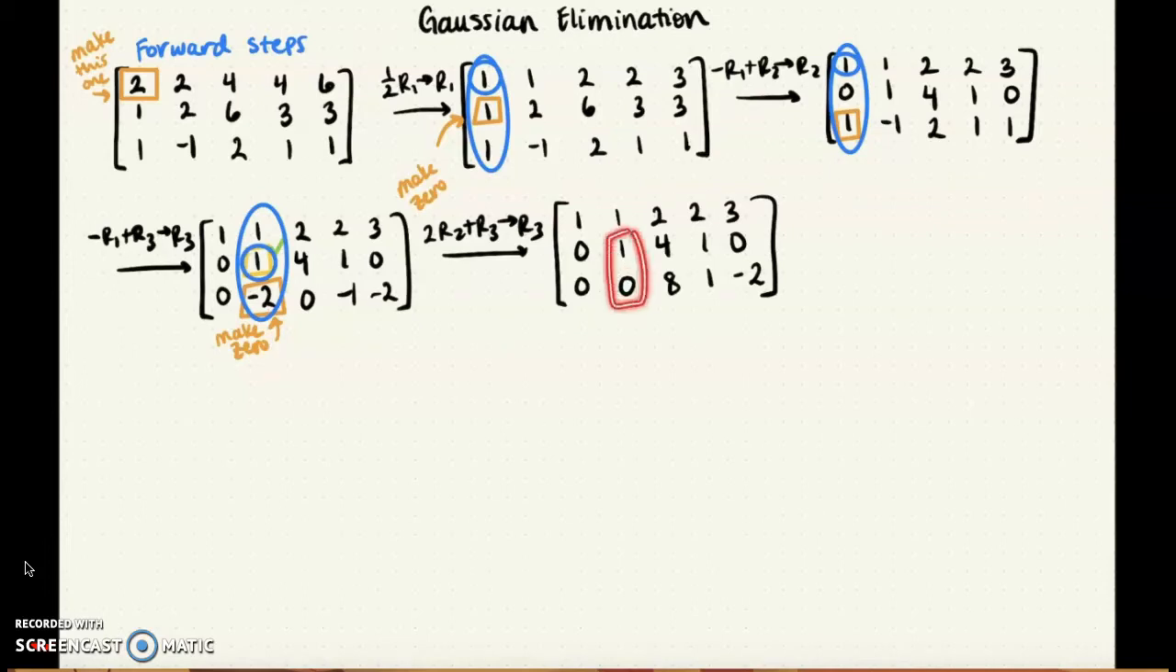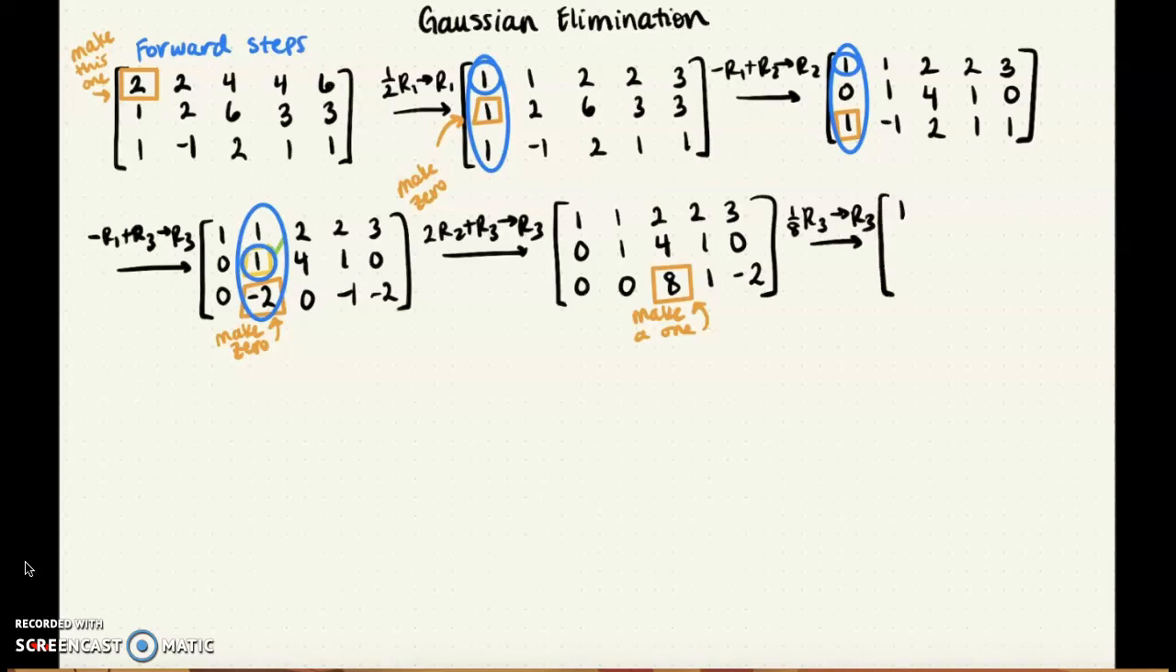So we have our leading one and our 0 in the second column. We're not going to worry about this 1 yet until we do the backwards steps. So we're going to continue on to the third column, and the leading one that'll be in this column is down here. So what we need to do in this next step is make this element a 1. Okay, so to do that, we just need to do 1/8 row 3 and replace row 3 by that.